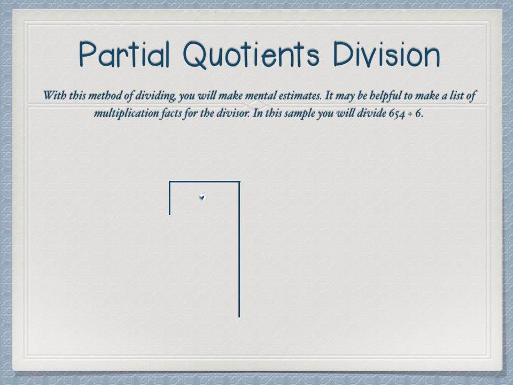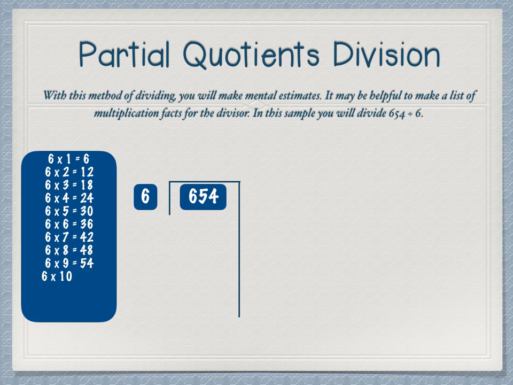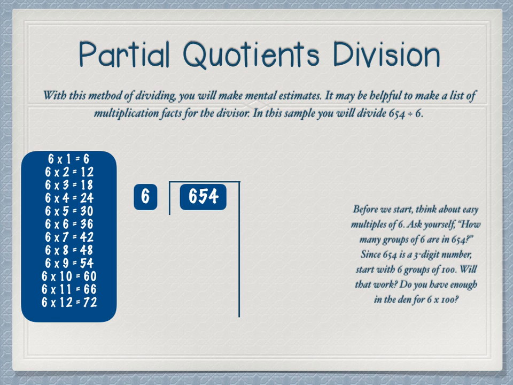Now in this sample, you will divide 654 divided by 6. So here are the basic multiplication facts for the divisor of 6. Now before we start, let's think about multiples of 6. Ask yourself, how many groups of 6 are in 654?